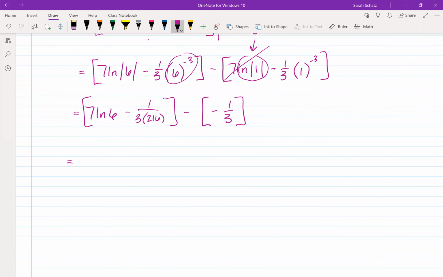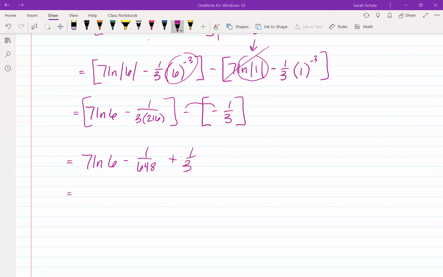So let's see what we have left. We have 7 natural log 6 minus 1 over whatever 216 times 3 is, 648. And then you guys, this minus makes this a plus 1/3. So on this problem, let me reference it again to see if they specify how your answer needs to be. It says to round to 4 decimal places.